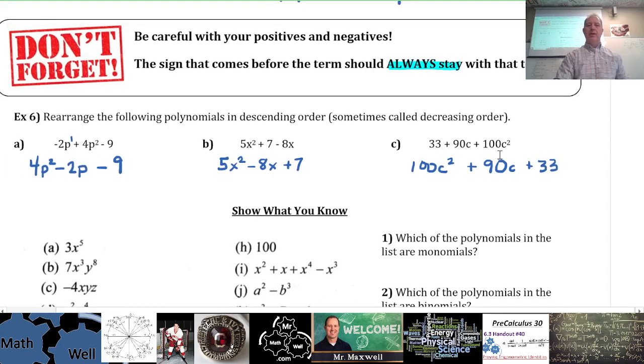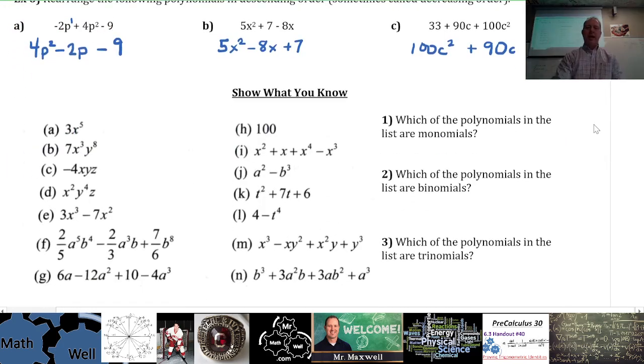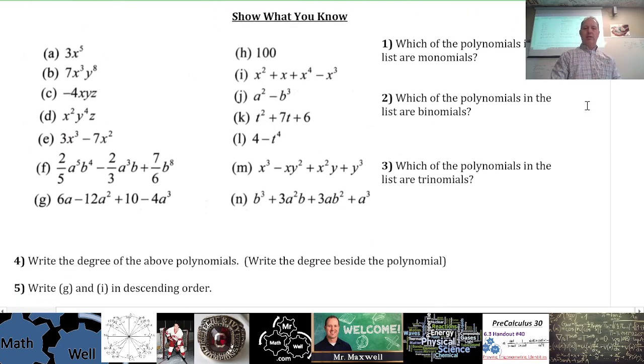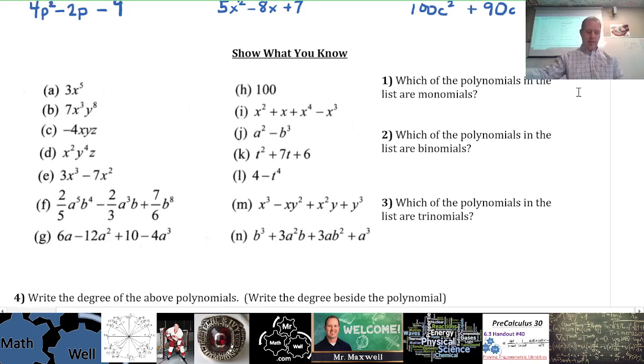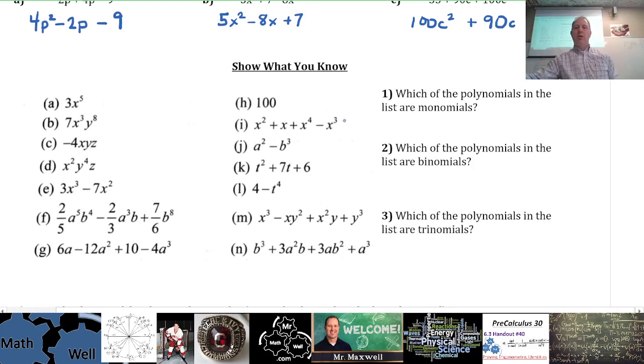All right, let's take a look at this now. Let's put it all together. This last part of your notes here, we're going to ask about which ones are monomials, binomials, trinomials, and so on. And we're going to ask for degree, and then we're going to write some in descending order. So let's tackle this right here. Okay, which polynomials in this list are monomials? Okay, that's the question. Which in this list are monomials? So let's just write the letters beside here.